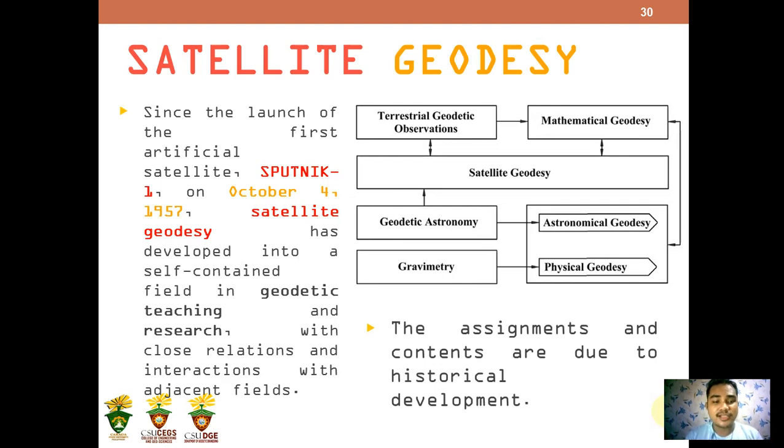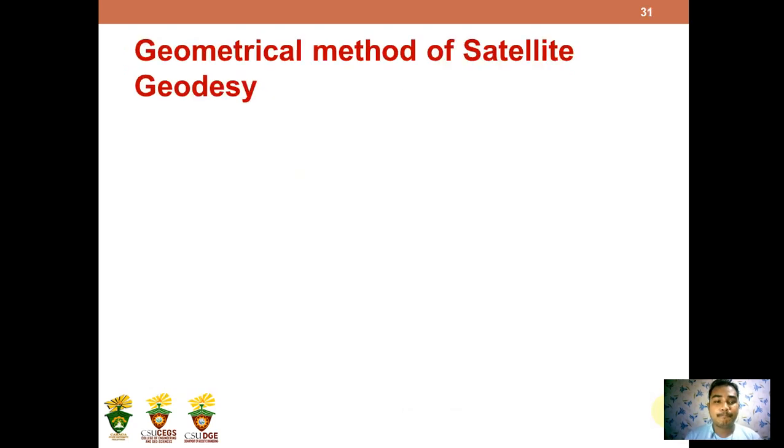So pang geodetic jud siya, so geodetic teaching and some research, no, with close relation with the interaction of adjacent fields such as the geodetic astronomy, no, which is the determination of the geodetic positions by the use of the stars and quasars, no, na gitawag na gravimetry, which is ang output niya is ang physical geodesy or the physical surfaces, and the mathematical geodesy, terrestrial geodesy and observations. Then the assignments and contents are due to the historical development. So there are two methods, no, in the satellite geodesy.